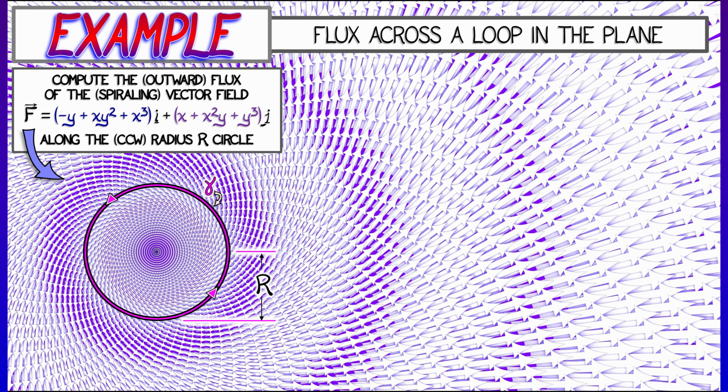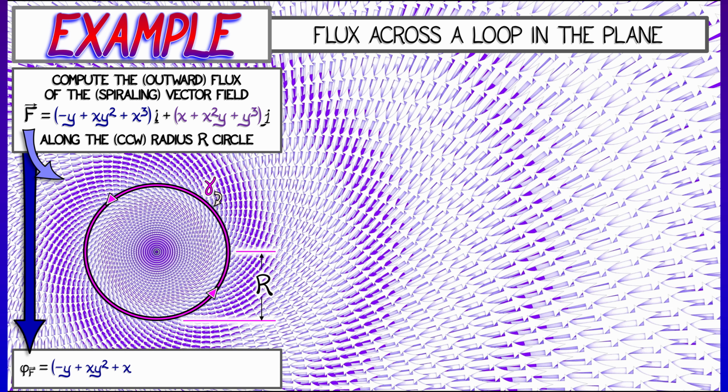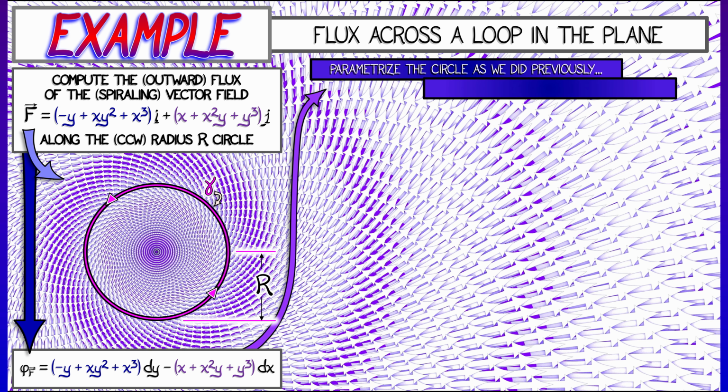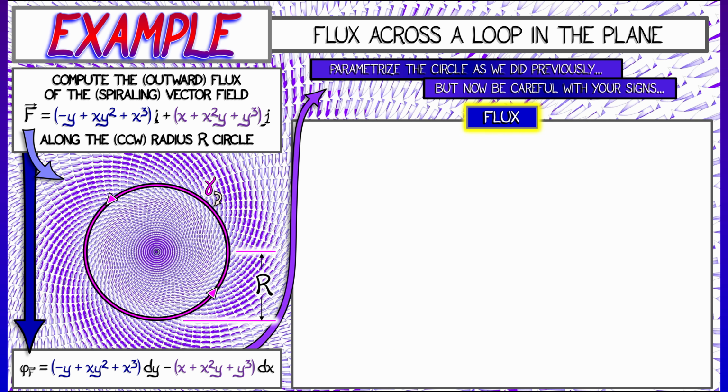But now what we have to integrate is the flux form phi sub F given by quantity minus y plus x y squared plus x cubed, dy, minus quantity x plus x squared y plus y cubed, dx. Let's parameterize this loop the same way that we did before. r cosine t, r sine t as t goes from 0 to 2 pi. And now when we integrate that flux form, what do we get?